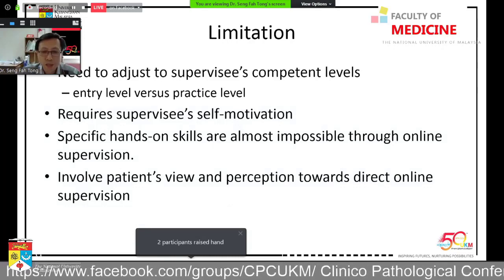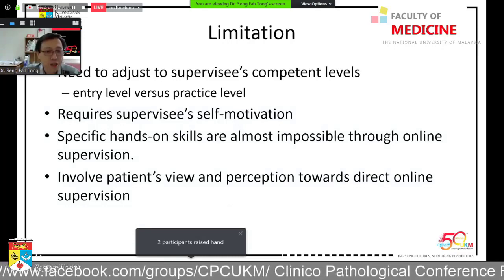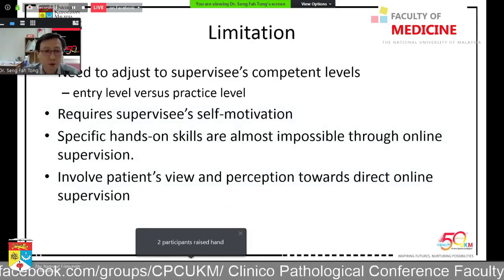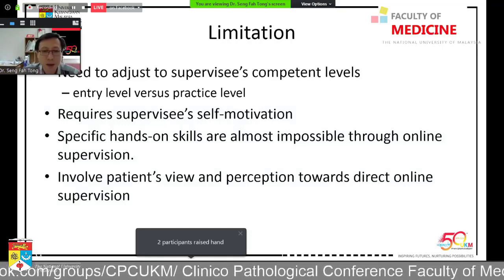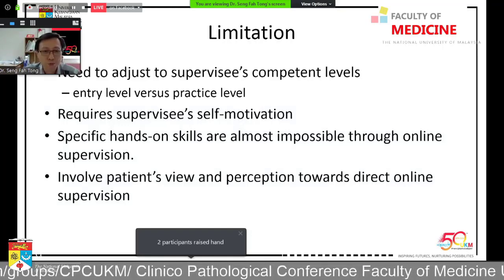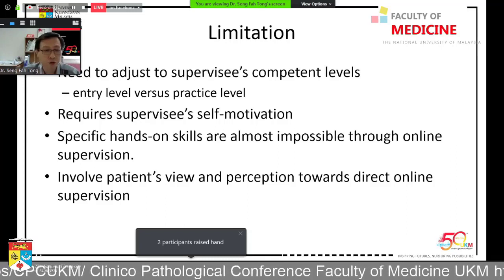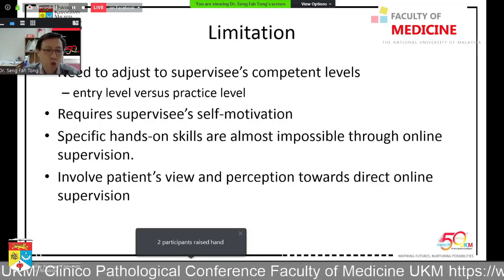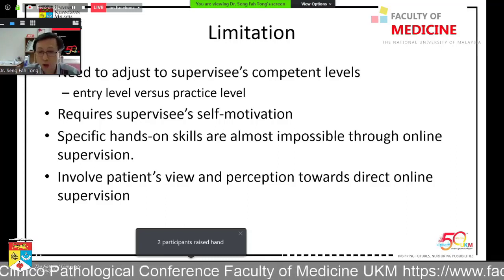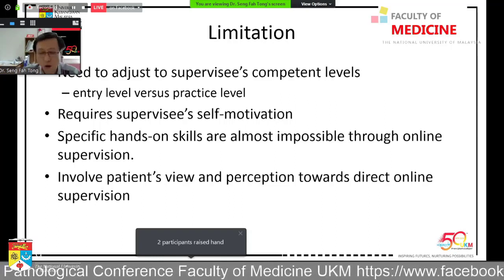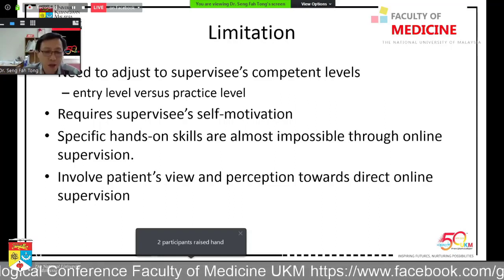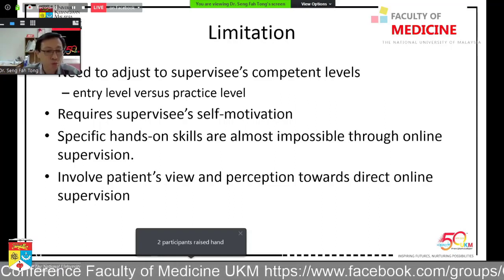So the limitation, this is one of my last slides. We need to adjust for the supervisee's competence level. We can expect different methods of supervision, and it requires the supervisee's self-motivation, and how to utilize online as well. So specific hands-on skills, of course, are not possible through online all the time. So this is just a supplement to our clinical supervision.